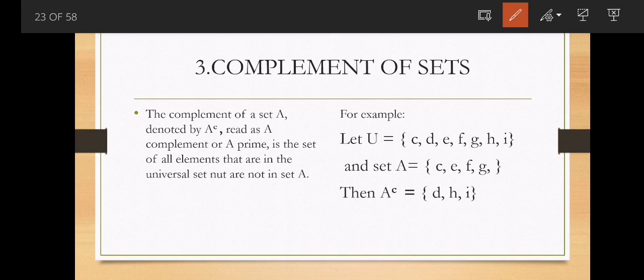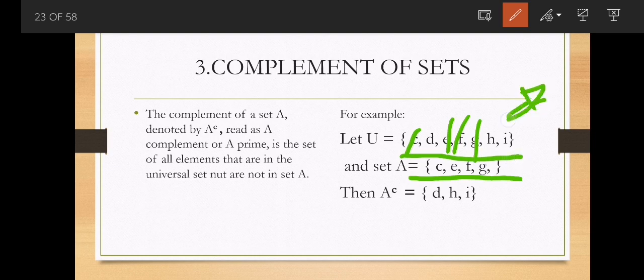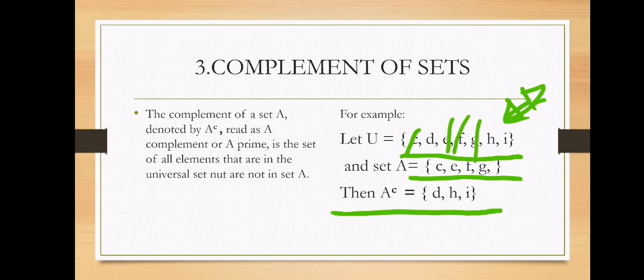So mahanap natin ang A complement, ang nasa set A is ika-crash out lang natin or ima-minus natin ang mga elements. So we have your C, E, F, and G. So ang natira lamang is D, H, I. So ito ang answer natin as A complement. So we have here the answer. Then A complement is equals to D, H, and I.